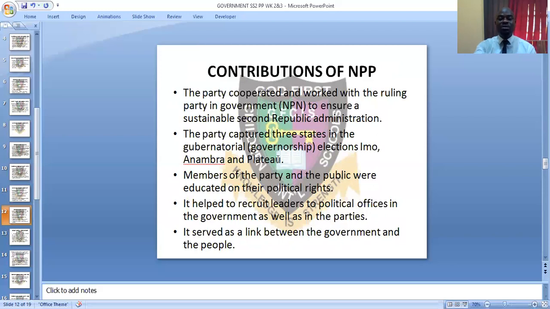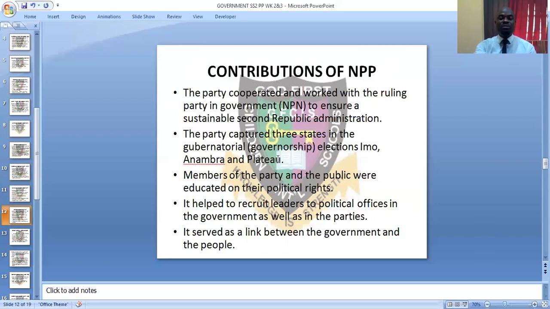The party also captured 3 states in the gubernatorial, that is governorship, elections: Imo State, Anambra State, and Plateau State. The members of the party and the public were also educated on their political rights, and it also helped to recruit leaders to political offices in the government as well as in the parties.